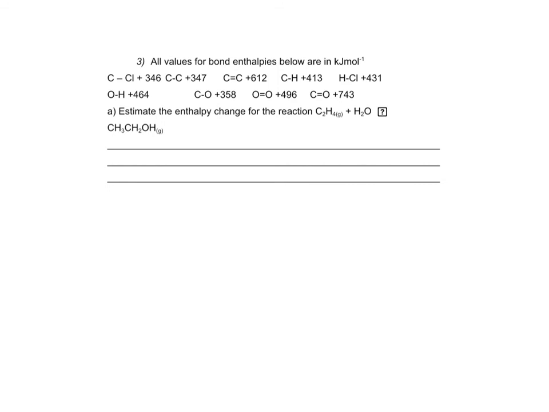Now, I'm going to draw out all my structures to avoid missing any bonds. So we have got ethene, reacting with water to form a molecule of ethanol. And you can see the questions get a little bit more tricky. The molecules are bigger and consequently there are more bonds and it's easier to forget about a bond.